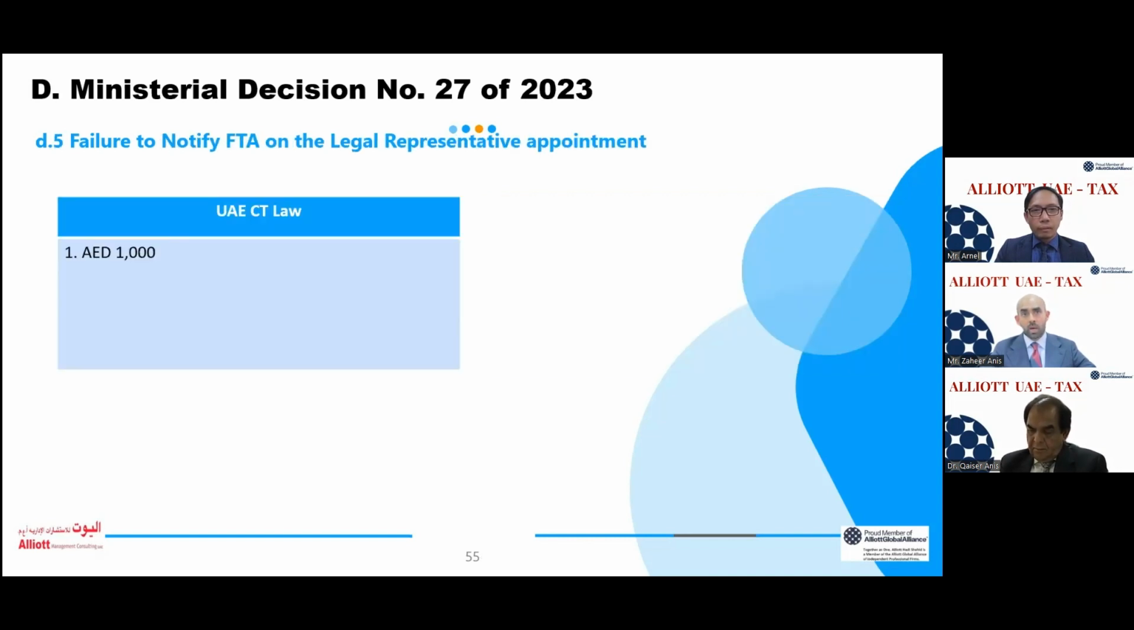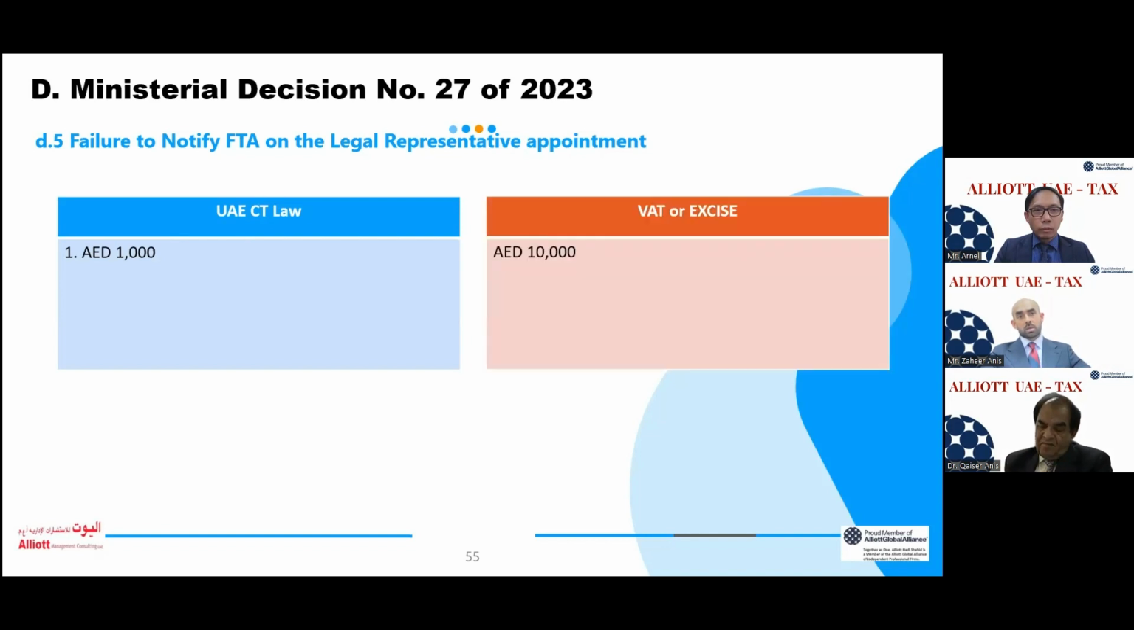Failure to notify the FTA of a legal representative appointment, we discussed this. If the tax agent does not notify that they are representing a company, then that is 1,000 dirhams, and under VAT or excise, it is 10,000.